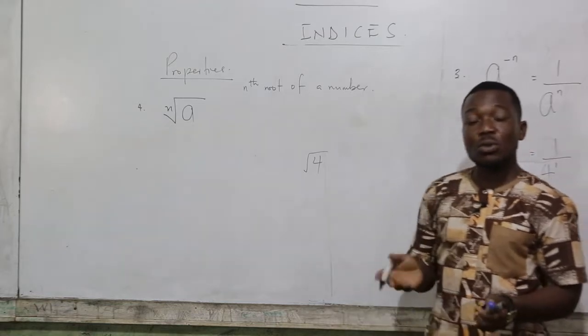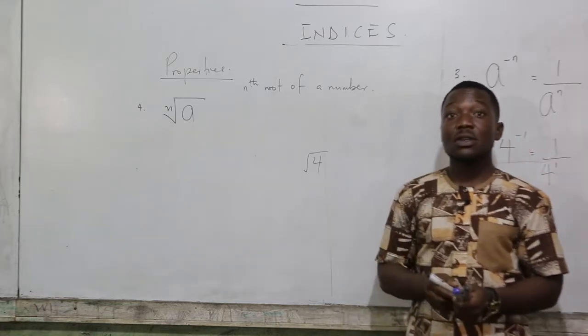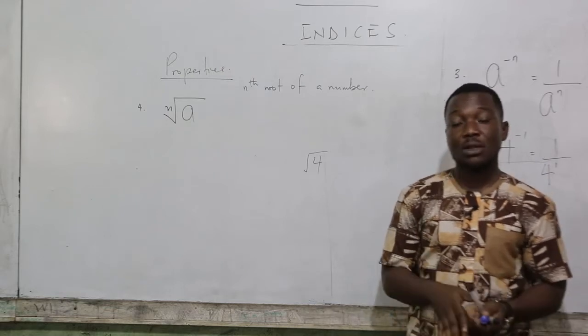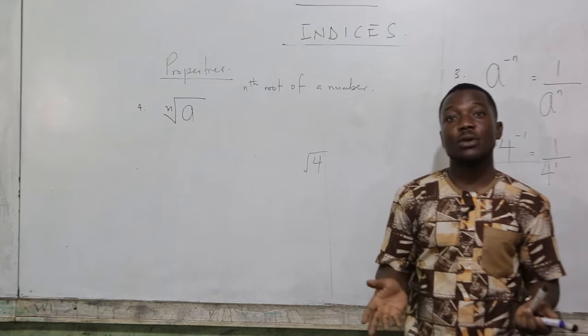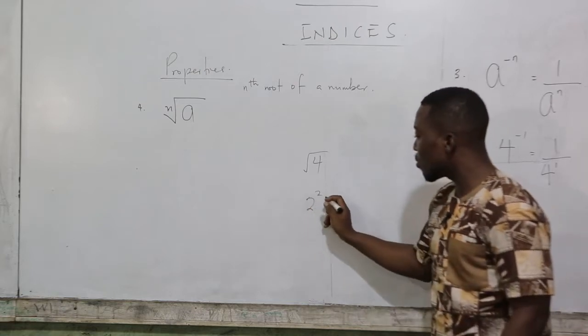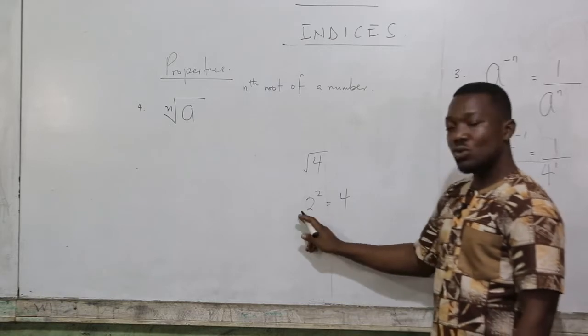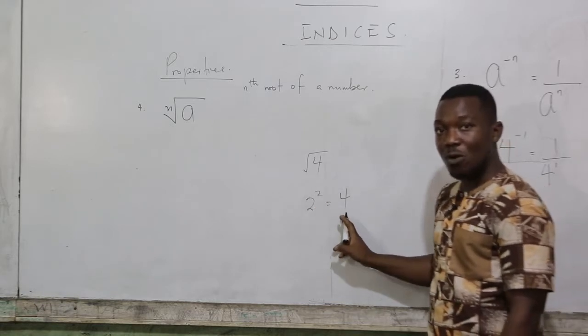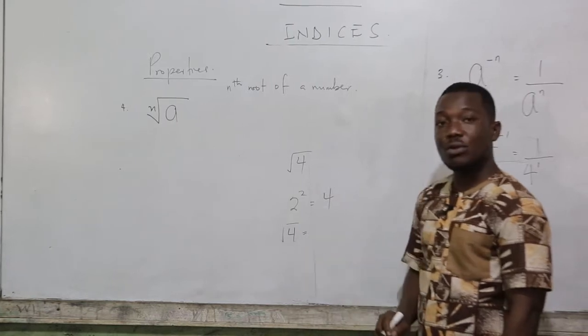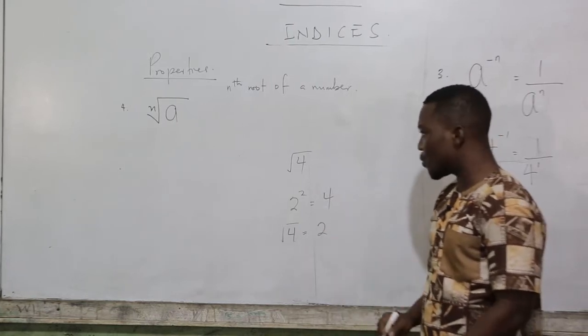So if you are not going to look for 4 squared, then it means you are going to look for the opposite. That will be the square root of 4, and then you are going to have 2. 2 raised to the power 2 is 4. The square root of 4 is also 2.